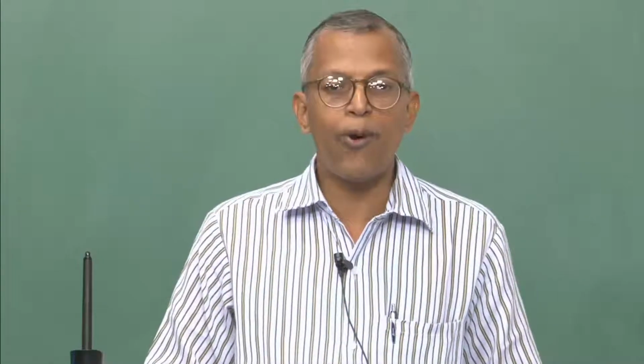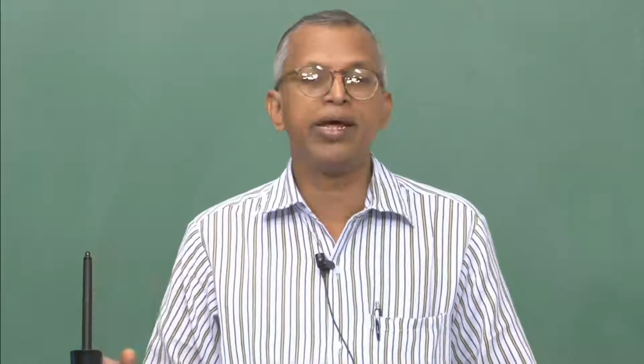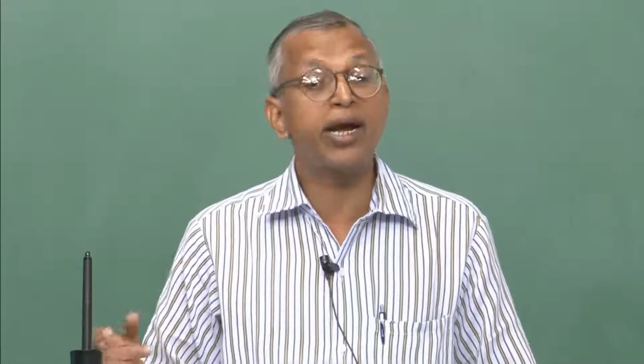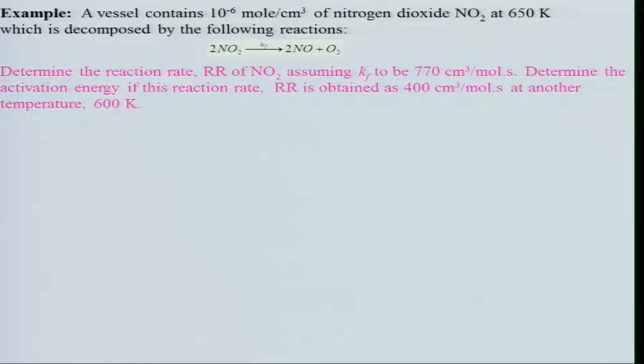And what we will do today is take an example of how to use this Arrhenius law, and also whether we can determine the activation energy by conducting an experiment or not. That we will illustrate through this example. This example is basically a vessel which contains 10 to the power minus 6 mole per centimeter cube of nitrogen dioxide at 650 Kelvin, right.